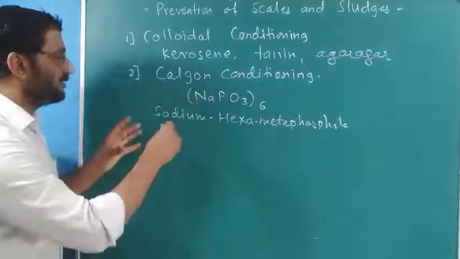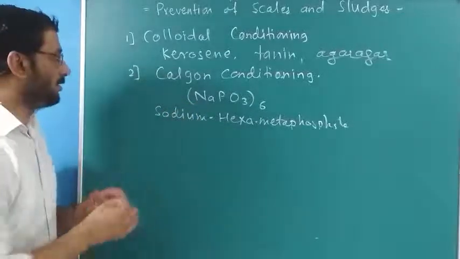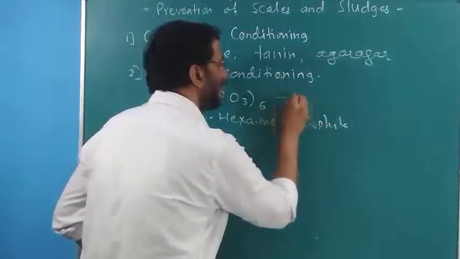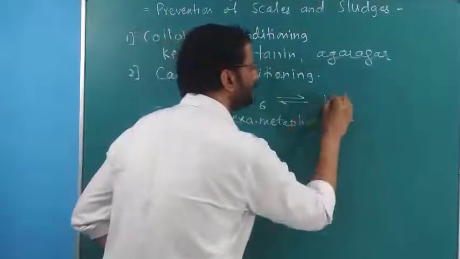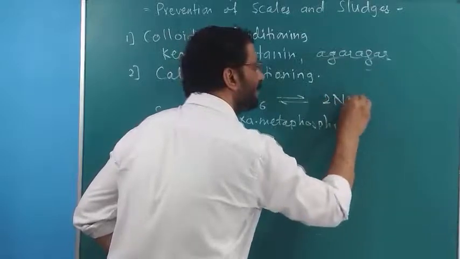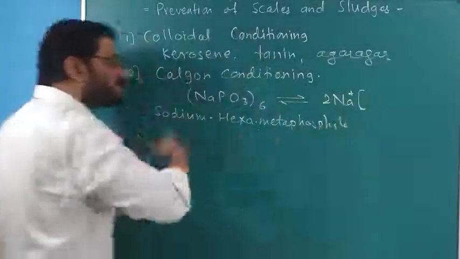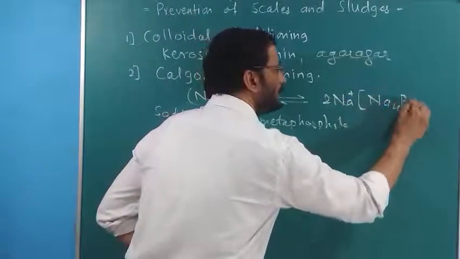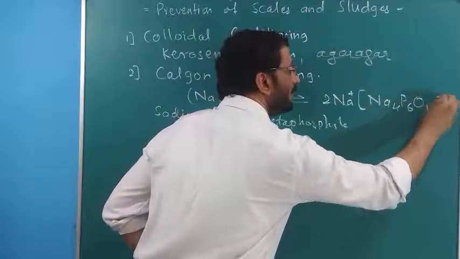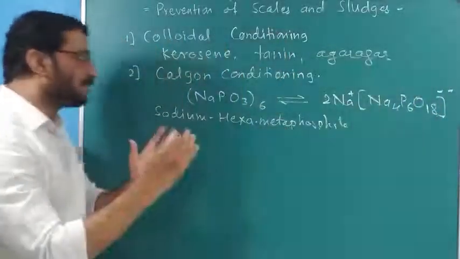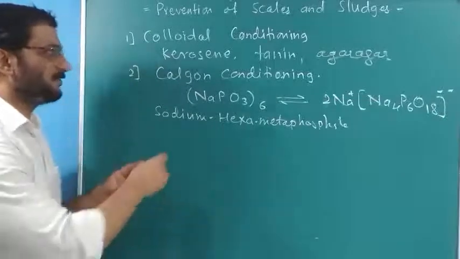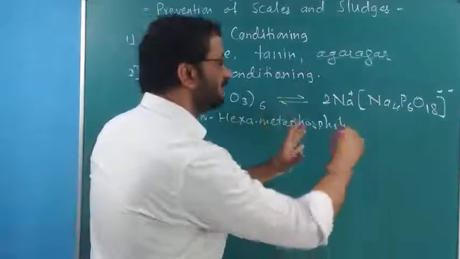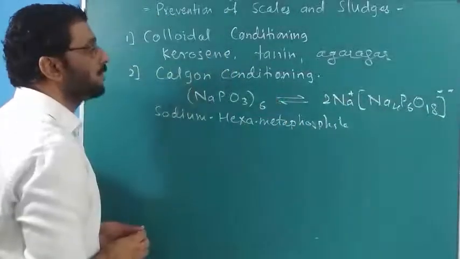Now if you look at the structure or unit of this Calgon or sodium hexametaphosphate, actually it is like this. It will be twice Na plus in an outer sphere, and it will be Na4 P6O18 in the inner sphere. In a square bracket, one part is there. That is the way we put the complexes, isn't it? So the square bracket component is an inner sphere and Na plus in an outer sphere.